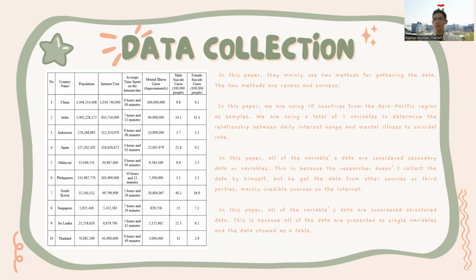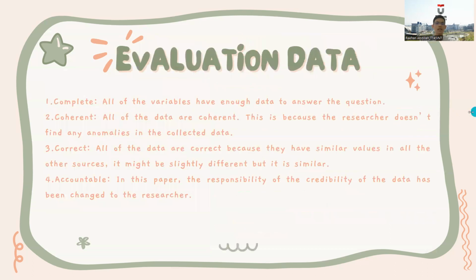In this paper, we mainly used two methods for gathering the data, which are census and surveys. All of the variables data are considered secondary data because I personally didn't collect data by myself, but I got it from trustable sources, mainly the internet and other parties. Also, all of the variables are considered structured data. This is because data are presented as single variables and shown as a table, as you can see on your left.